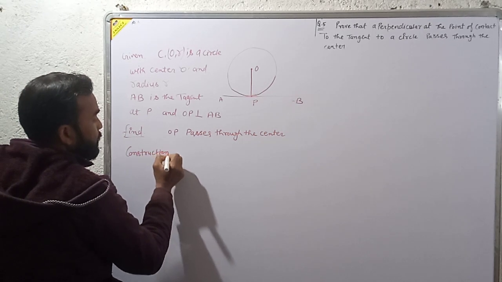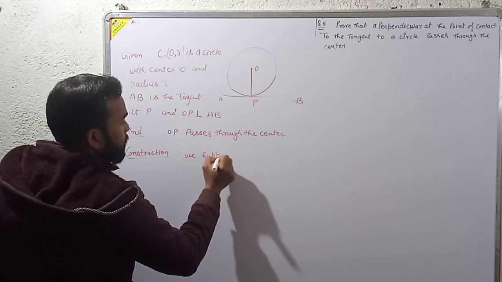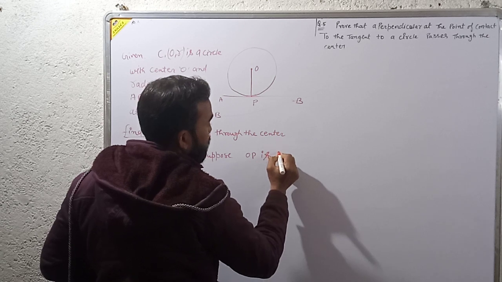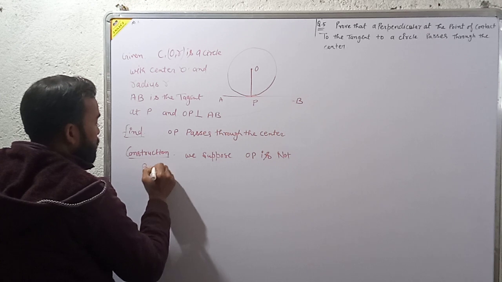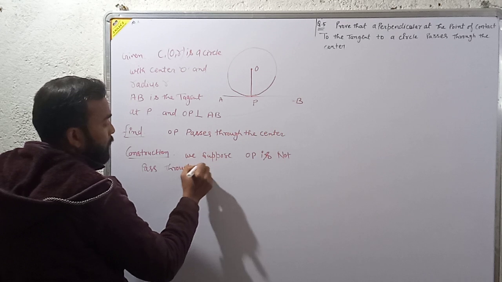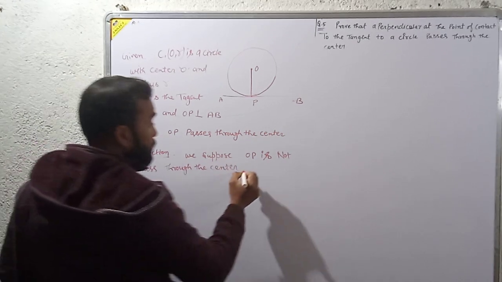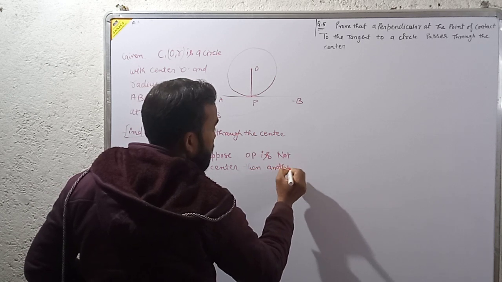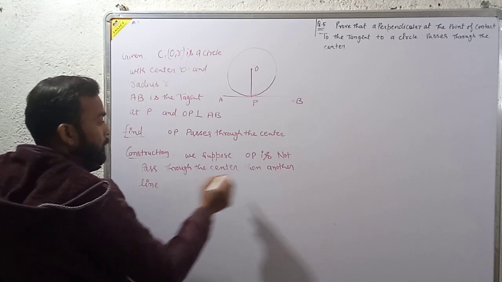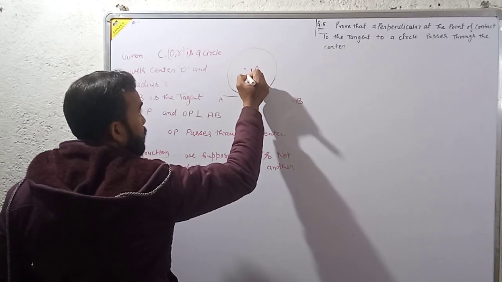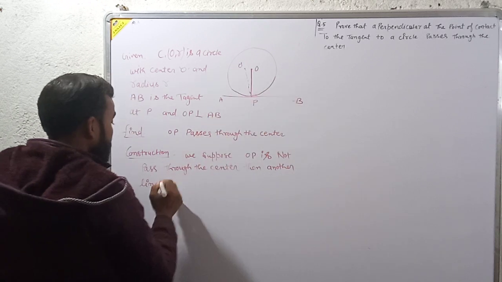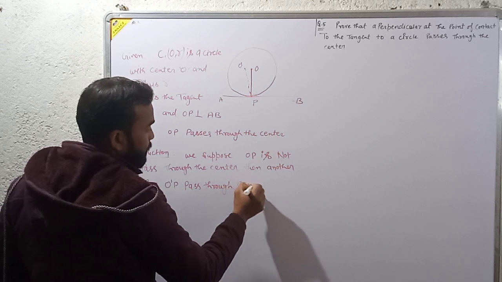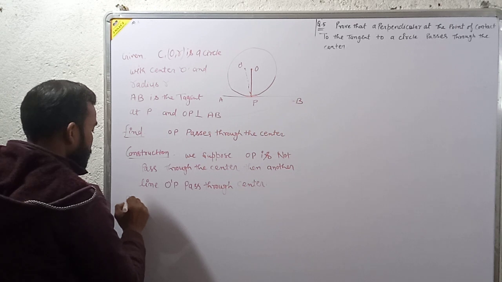Construction. Suppose OP does not pass through the center, then another line O dash P passes through the center.